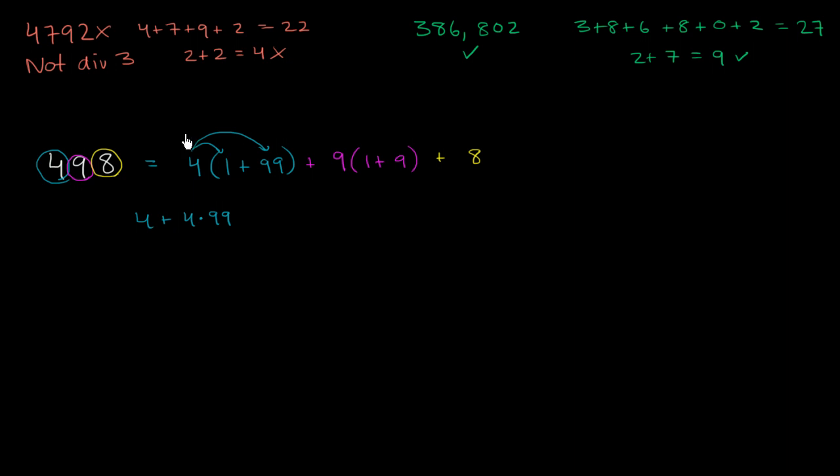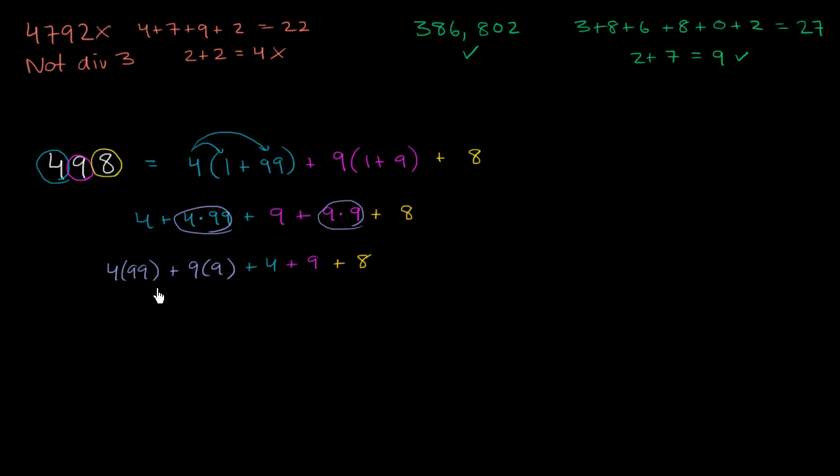Do the same thing over here. This is the same thing as plus 9 plus 9 times 9. And then finally, I have this 8 right over here. And I can rearrange everything. These terms right over here, the 4 times 99, and then the 9 times 9, I can write over here 4 times 99 plus the 9 times the 9. That's those two terms. And then we have the plus 4 plus 9 plus 8.